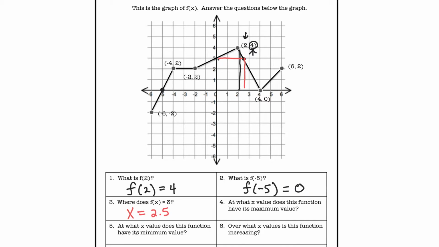So for number 4, we're looking for the maximum. It says, at what x value does this function have a maximum value? The maximum is the highest y value, and you notice 4 is the highest y value for this function. So you're going to write 4. But they want to know the x value, right? So it's going to be at x equal 2, the y value is 4.